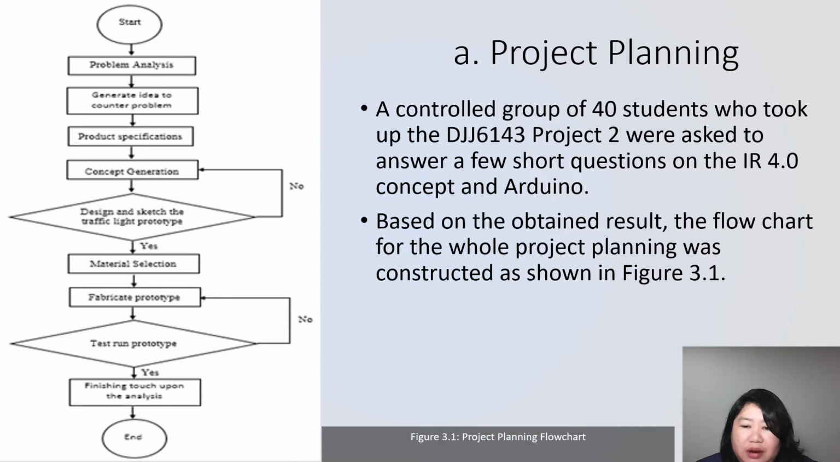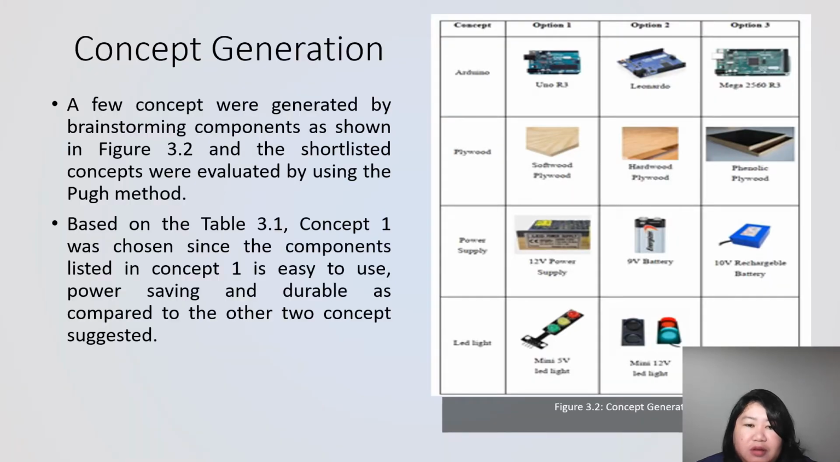Based on the obtained result, the flowchart for the whole project planning was constructed, as shown in Figure 3.1 on the left. A few concepts were generated by brainstorming components as shown in Figure 3.2, and the shortlisted concepts were evaluated by using the POC method. Based on the table 3.1, Concept 1 was chosen, since the component listed in Concept 1 is easy to use, power-saving, and durable as compared to two other concepts suggested.